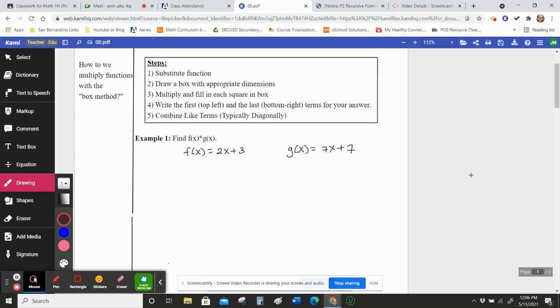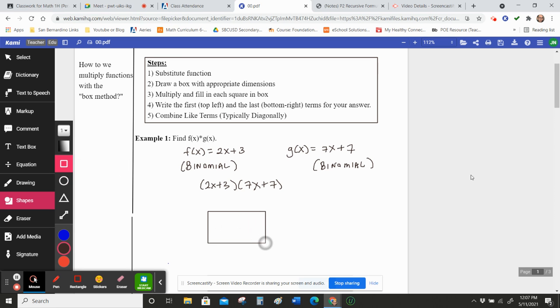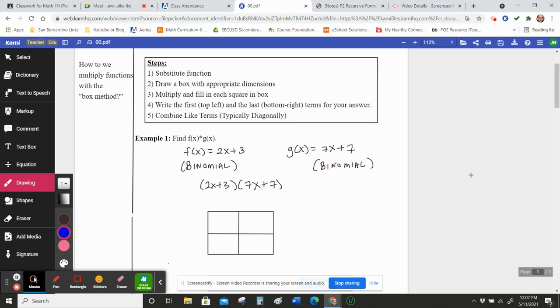So right here we have a binomial, which is f of x. Remember, binomial means two terms. Multiplied by a binomial, which is another two terms. So the first thing we need to do is substitute a function, right? Meaning like if we have f of x times g of x, it's actually equal to just 2x plus 3 multiplied with 7x plus 7, which means that we have two terms multiplied by two terms. For that, I need to draw a box. And I need to make sure that within this box, I have enough spaces for two terms on one side and two terms on the other side. So it's going to be a 2 by 2 box. All right, so I'm going to make this box. I'm going to make 2 spaces by 2 spaces, which means that we're going to have a 2 by 2 box. On one side of the box, I will have my first two terms. I'm going to write 2x plus 3.